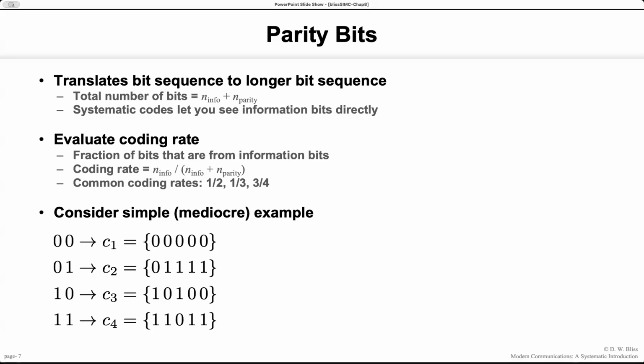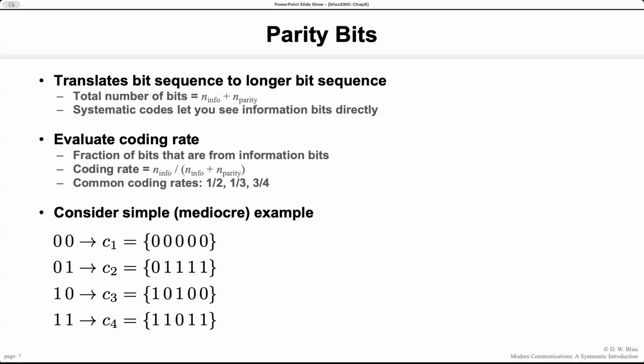In this case, we're going to map two information bits into 5 bits. You can think of that as two information bits turning into 2 information bits plus 3 parity bits. In that case, we would say that this is a rate 2/5 code. That is, we have 2 information bits, but we divide that by the 5 total number of bits that comes out after the error correcting encoding.